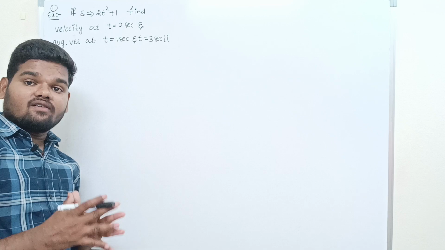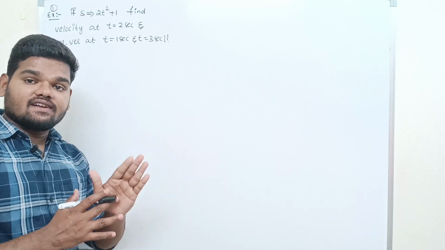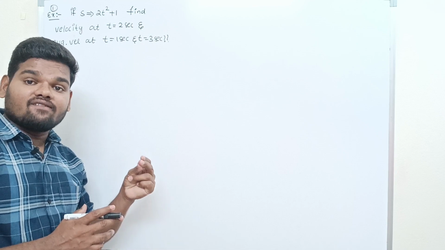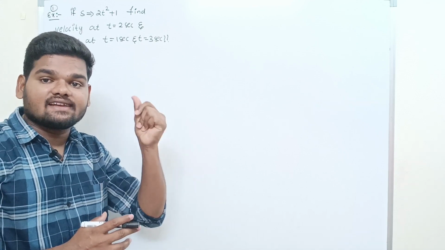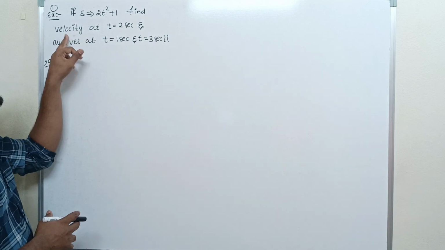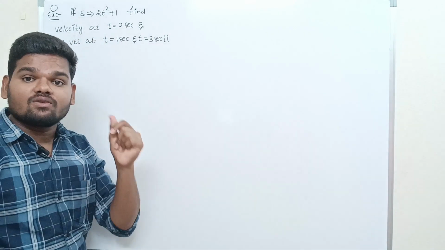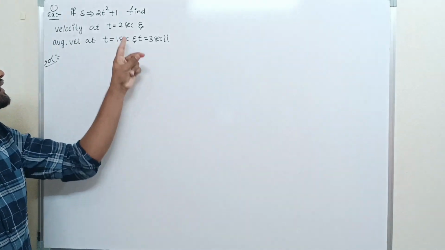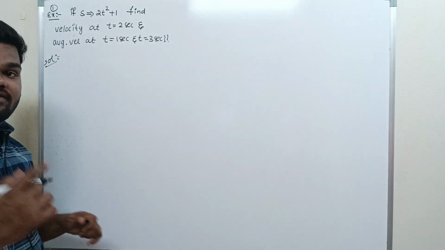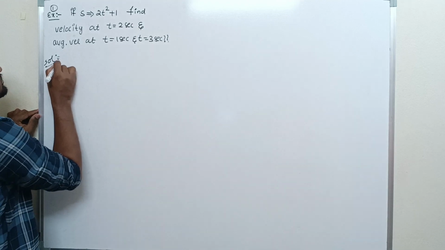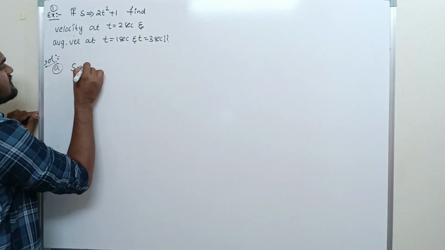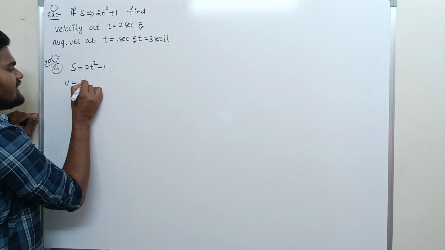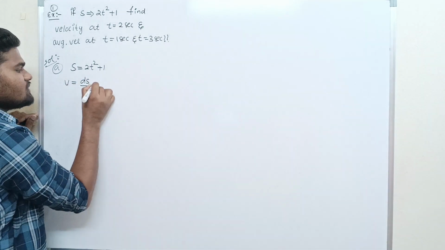So what is the meaning of velocity? The rate of change of displacement is called velocity. So what is instantaneous velocity? The velocity of the particle at a particular instant of time. Have a look. Velocity at 2 seconds. What is 2? A particular instant of time. So displacement is 2t square plus 1. What is velocity? The rate of change of displacement, ds by dt.